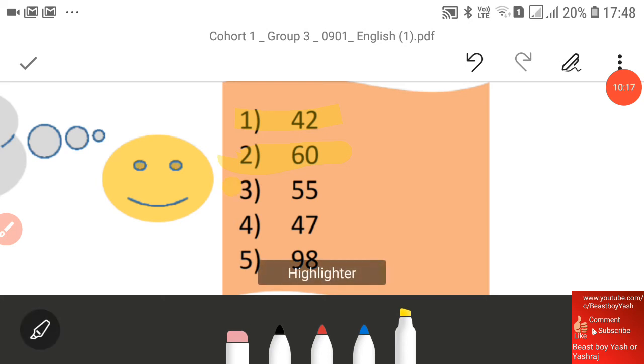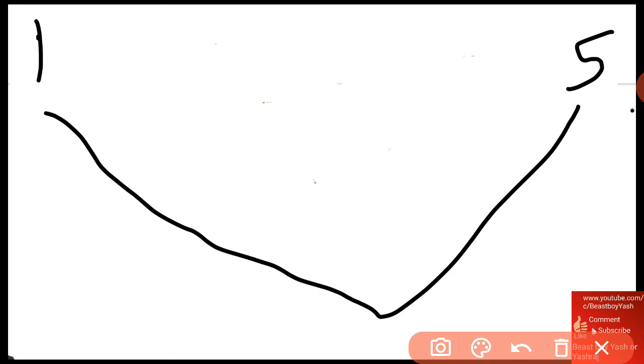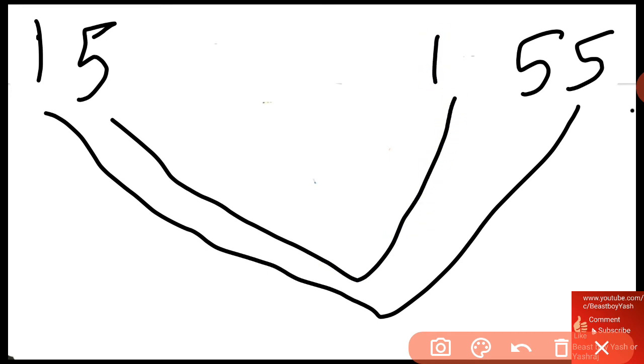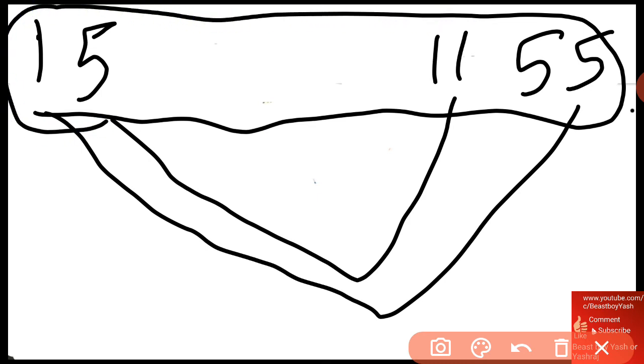So it is 55. So let's calculate. What multiplied by 55 is equal to 55? 5 multiplied by 11 is equal to 55. So the factors of 55 are 1, 5, 11 and 55. So let's move to the other question.